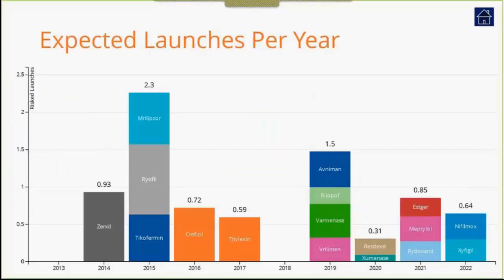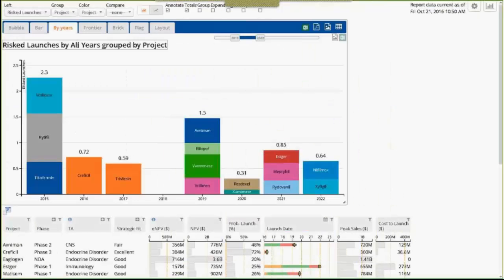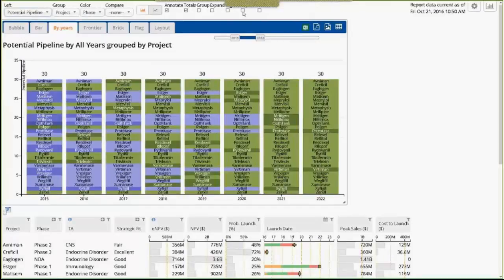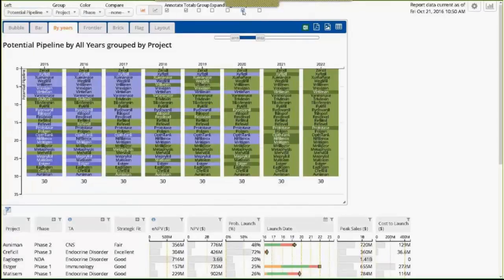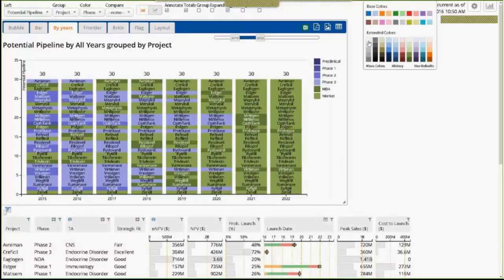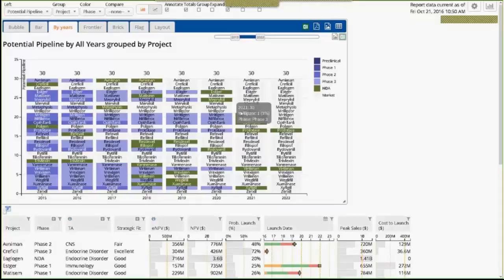Also, you can look at the expected launches per year based on the probability of projects launching in each year, based on their phase transition probabilities. And a second way to view that is in a pipeline view, where we can color here by phase and look at a potential pipeline. And let's in fact make this a little easier to see those that are still under development.